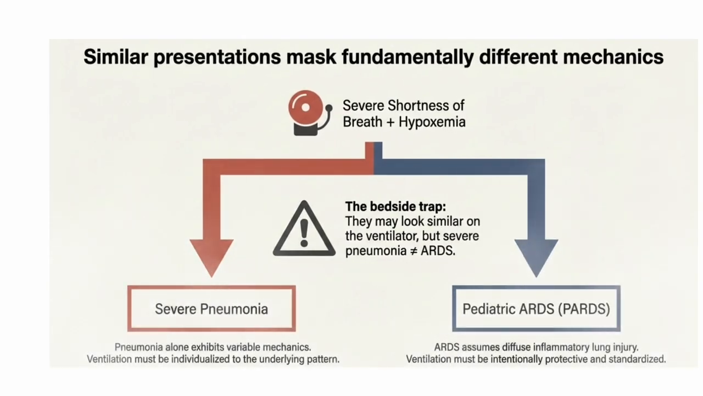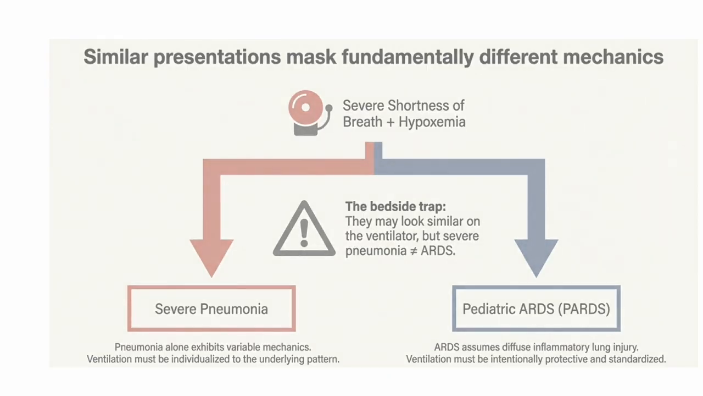On the left, severe pneumonia, a local problem, uneven lung. Some areas are sick, others still work. So we adapt, we individualize. On the right, pediatric ARDS, a diffuse injury. The whole lung is involved. Now we don't adapt, we protect. Same presentation, different mechanics, different strategy. And if you miss that difference, the lung will remind you.